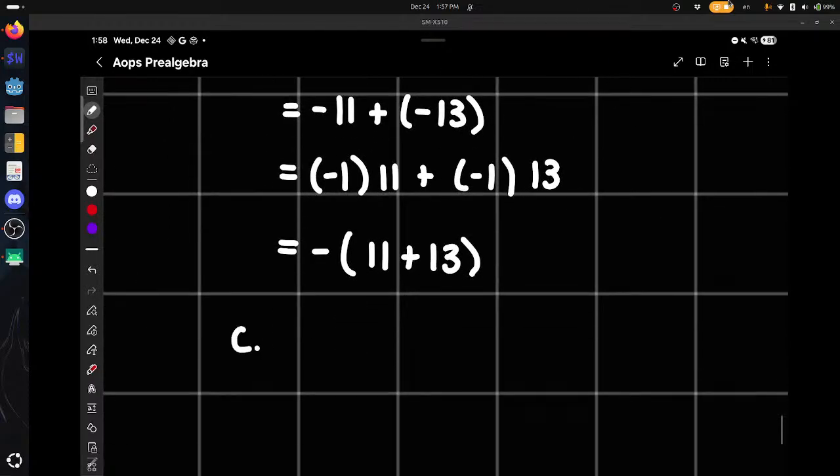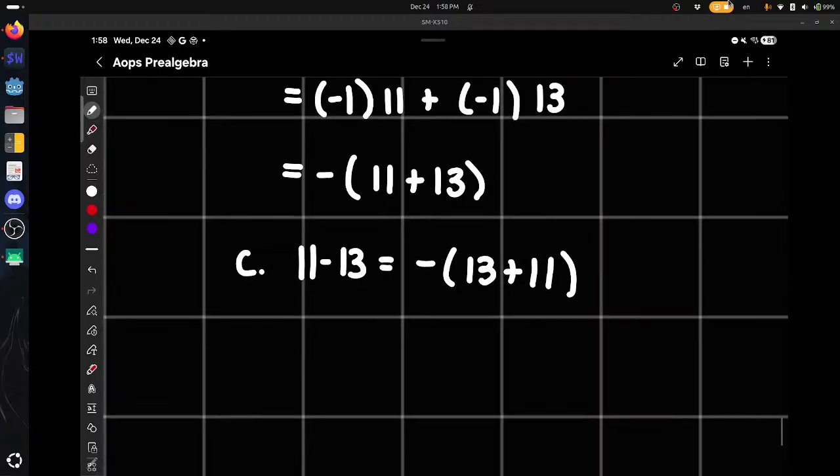Okay, C. So 11 minus 13 equals negative 13 plus 11. Okay, so I guess we'll start with the left hand side. 11 plus the negation of 13. We know that, let's see here.